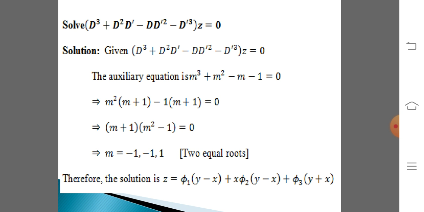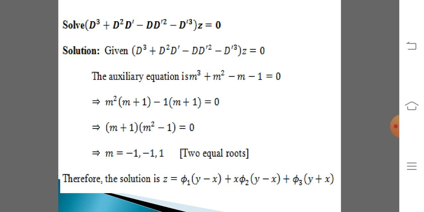Let us take up another problem. Solve (D³ plus D²D' minus DD'² minus D'³) of z equal to 0. So to get the auxiliary equation, you put D equal to m and D' equal to 1. You get m³ plus m² minus m minus 1 equal to 0 to be the auxiliary equation.